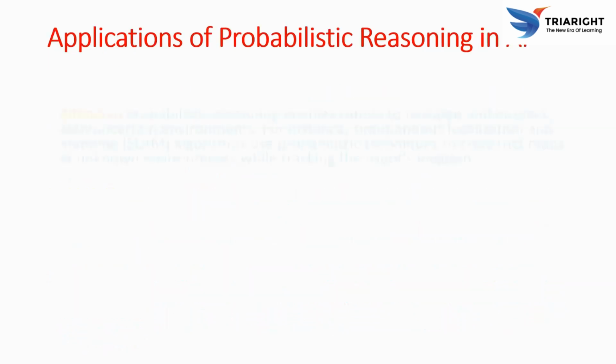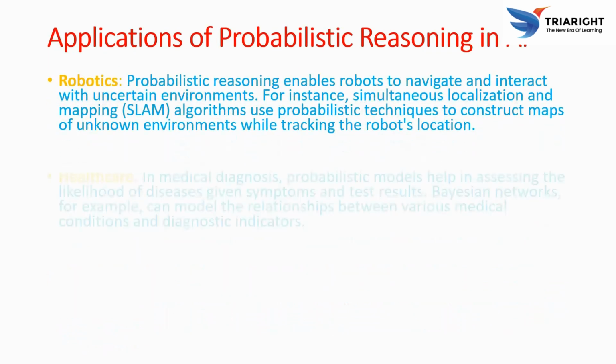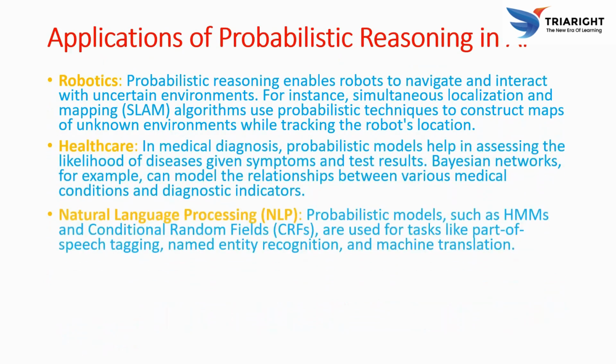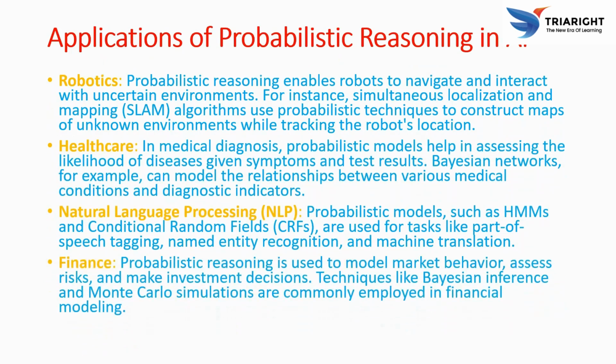Applications of probabilistic reasoning in AI: we use it in robotics, healthcare, natural language processing and finance. We discussed most of these at the start, but finance we didn't discuss. In finance, probabilistic reasoning is used to model market behavior, assess risk and make better investment decisions. Techniques like Bayesian inference and Monte Carlo simulations are commonly employed in financial modeling.